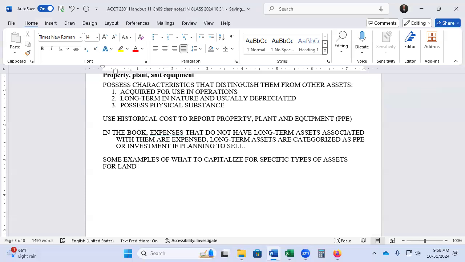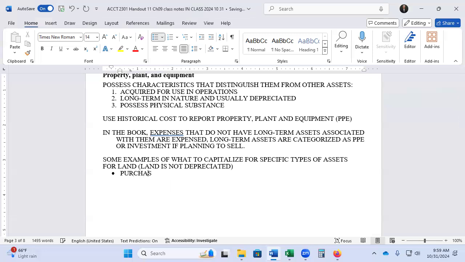Or land. Some examples of what to capitalize for specific types of assets. And there are additional examples in your book, and I'll kind of give you a general guide to go by towards the end here. But just talking about the ones that you'll get most often, keep in mind for land, also note, land is not depreciated. So it's just left on the books at its historical cost unless there's an impairment.